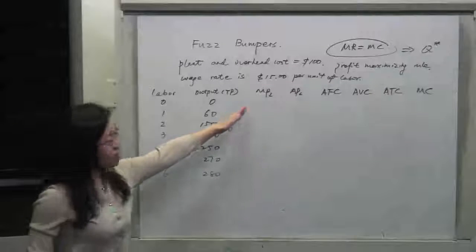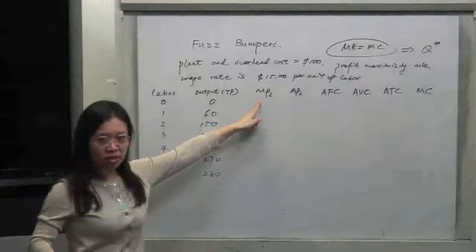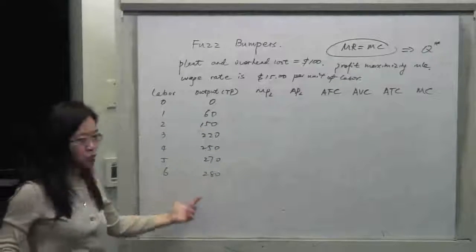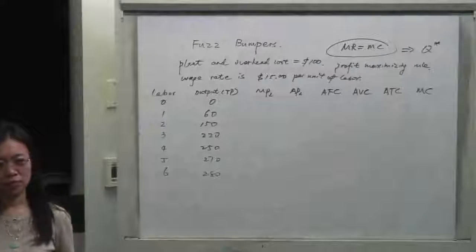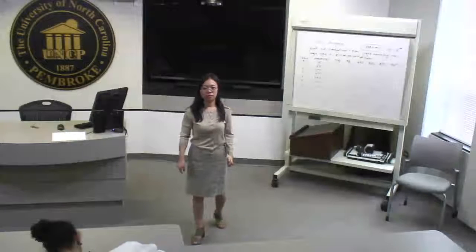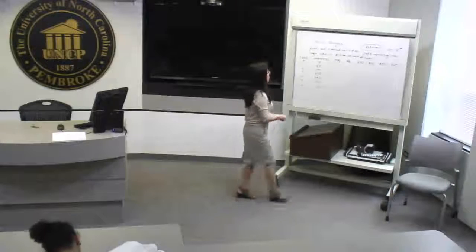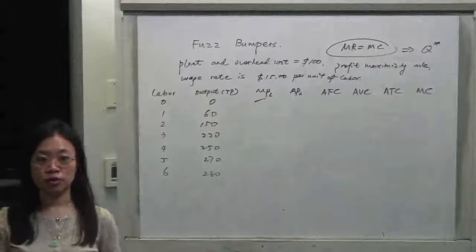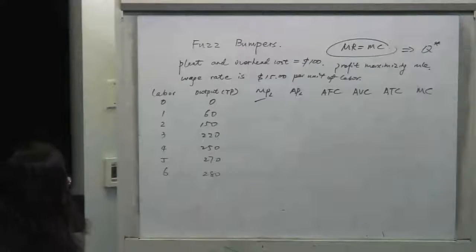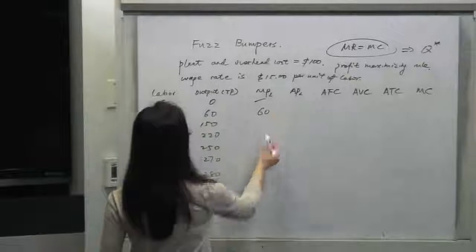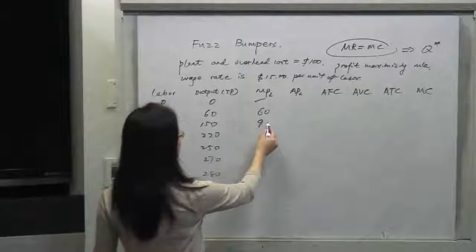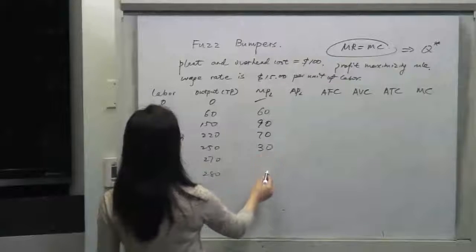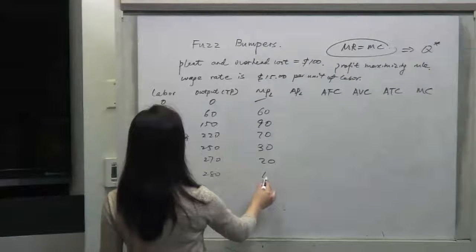Do you think you can figure out the meaning of that? If you figure out the meaning, I think you should be able to figure out the numbers based on this too, right? So what is marginal product of labor for the first unit of labor, Joshua? 60. The second one? 90. Third one? 70. Next one? 30. Next one? 20.